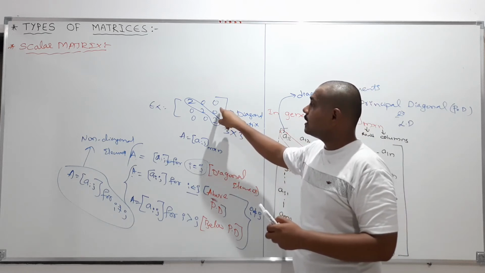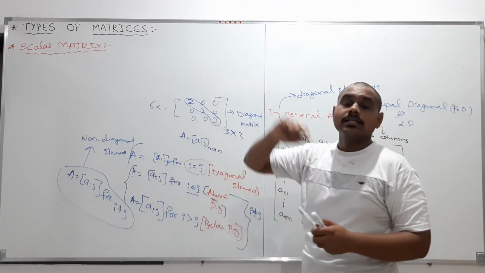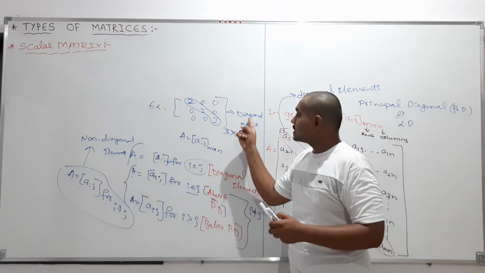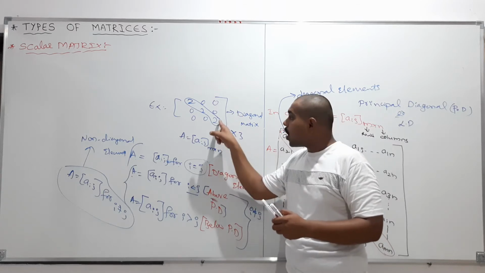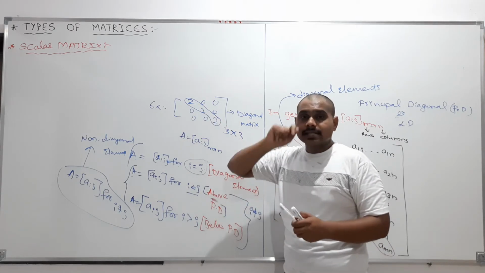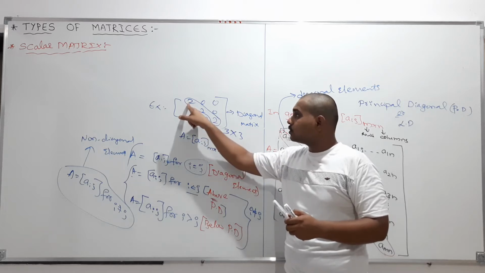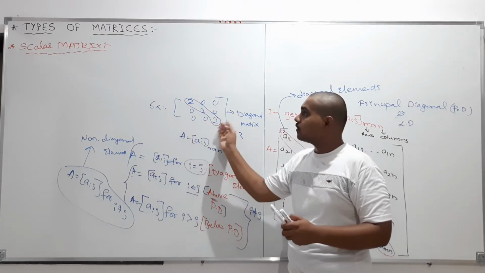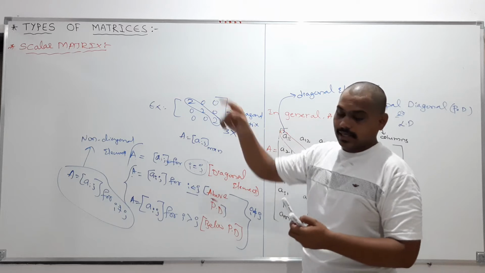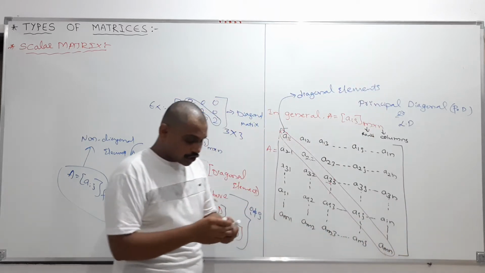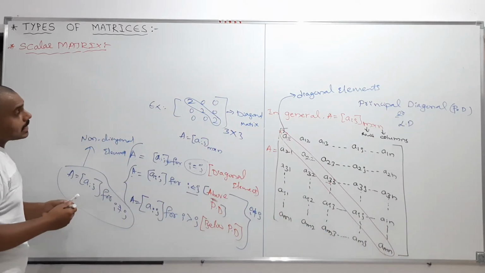So this is the perfect example for the scalar matrix because this is a diagonal matrix and all diagonal elements are the same or equal. Here also 2, here also 2, here also 2. So therefore this is the example for the scalar matrix. Yes, my dear students. So scalar matrix means what?